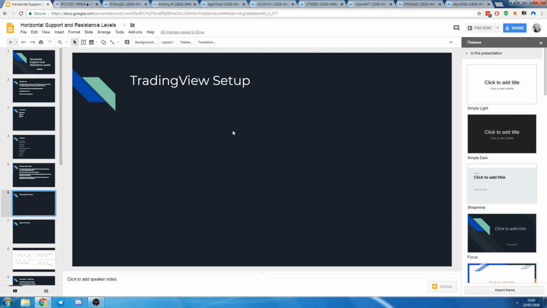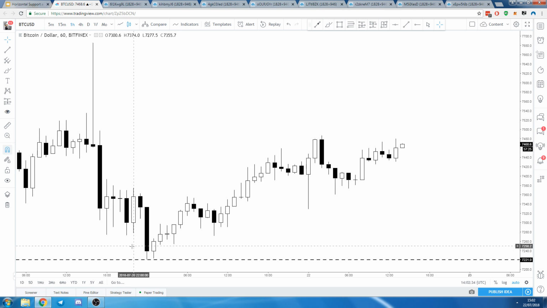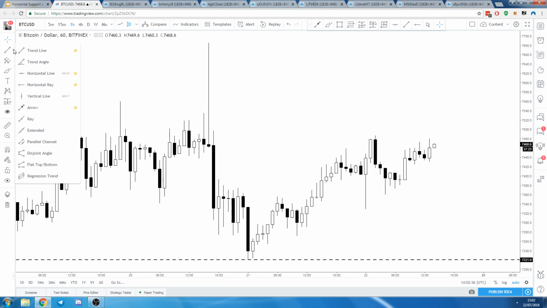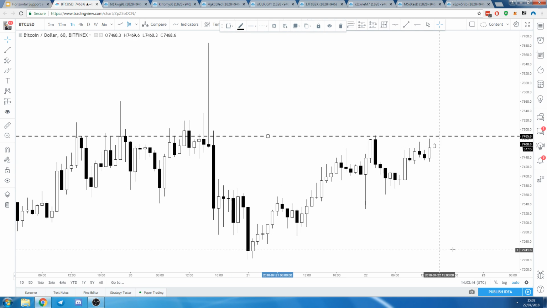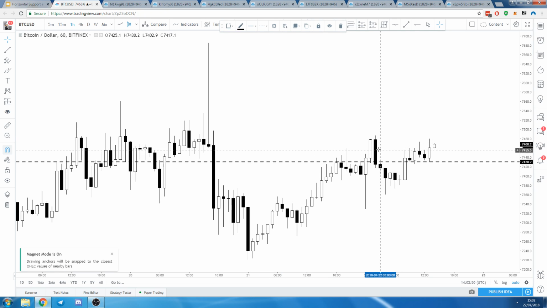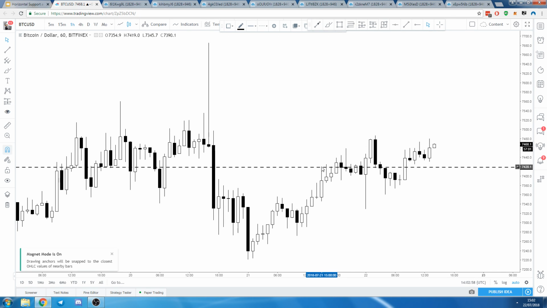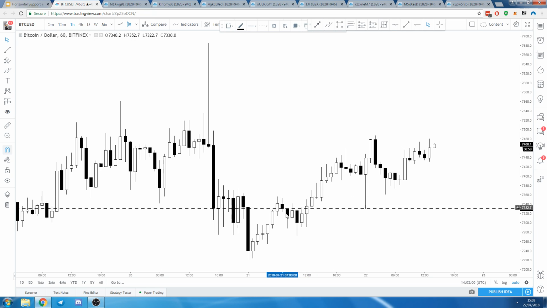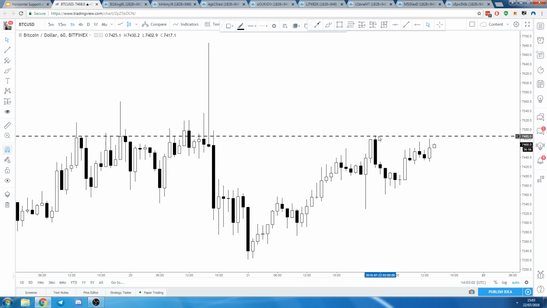TradingView setup, nothing too crazy, really three things that I use. Number one, the line tool itself. You can either press Alt+H or it's the horizontal line under the line category that you can then move around. Number two is magnet mode. If you're trying to position your level based off of a specific open, high, low and close of a candle, magnet mode, as you can see, will snap towards the open, high, low and close of whatever candle you are basing it on. As you can see here, very useful.